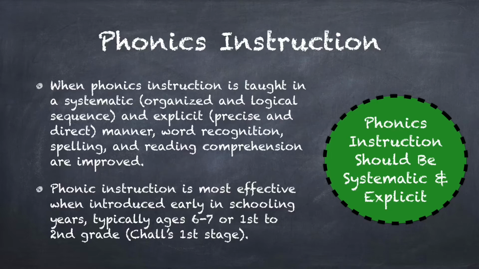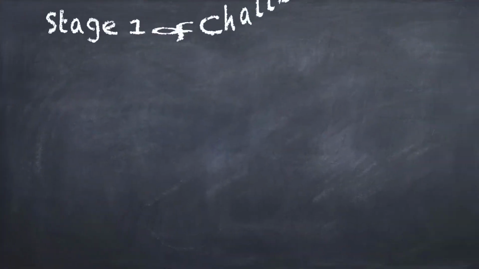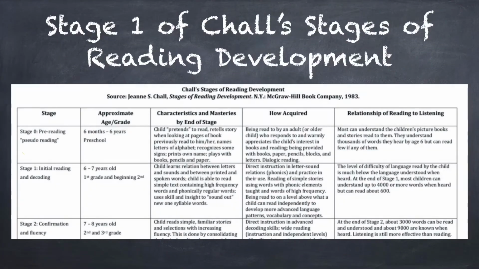This could be considered child's stage 1 of reading development, when children are 6 or 7 years old. Stage 1 is the initial reading and decoding stage. As we can see, children will learn the relationship between letters and sounds and between printed and spoken words. They'll be able to read simple text containing high-frequency words and phonetically regular words.